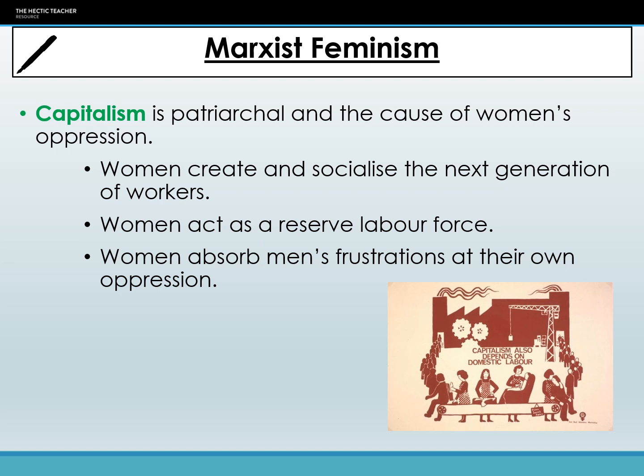And finally, women absorb men's frustrations at their own oppression through what Zaretsky refers to as the cushioning effect. And this leads to men being able to go out and work, because when they get home, the man is the king of the castle, the home is the man's castle, and women receive the frustrations through domestic violence or through a lack of power within the relationship, which allows men to go out and continue working within a capitalist system.